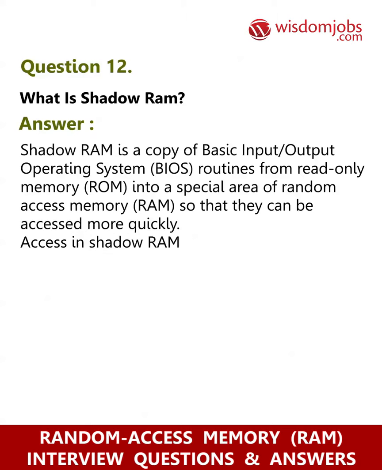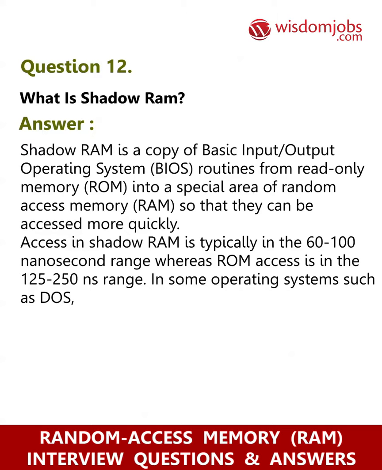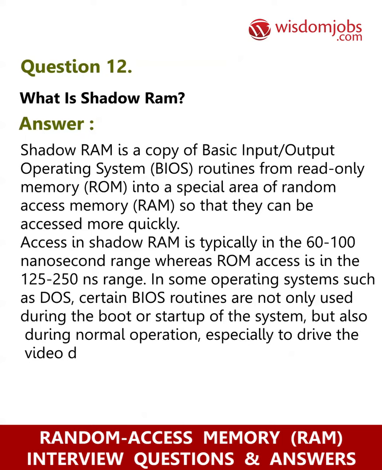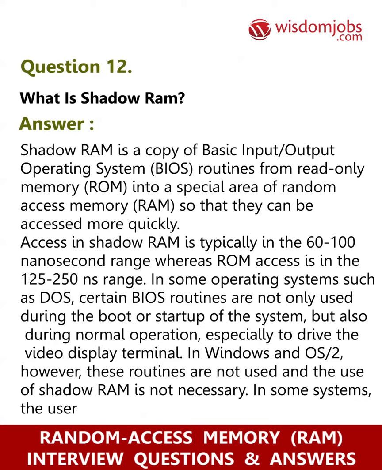Access in shadow RAM is typically in the 60 to 100 nanosecond range, whereas ROM access is in the 125 to 250 nanosecond range. In some operating systems such as DOS, certain BIOS routines are not only used during the boot or startup of the system, but also during normal operation, especially to drive the video display terminal in Windows and OS/2. However, in other systems these routines are not used and the use of shadow RAM is not necessary. In some systems, the user can turn the use of shadow RAM off or on.